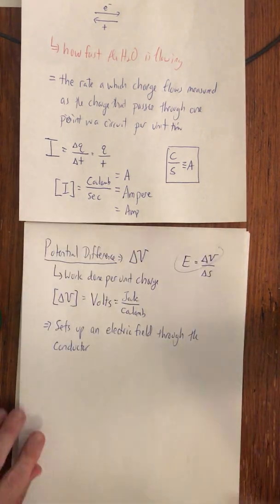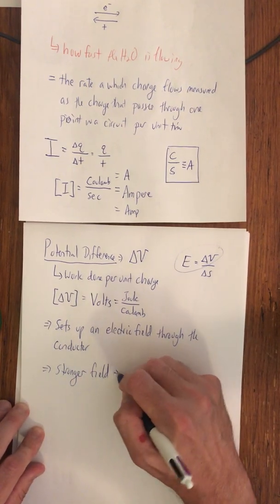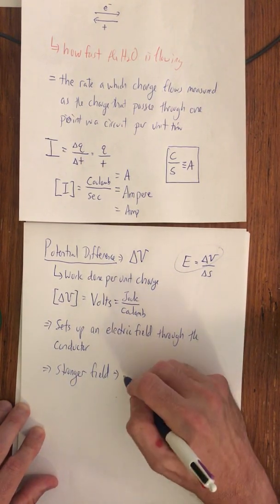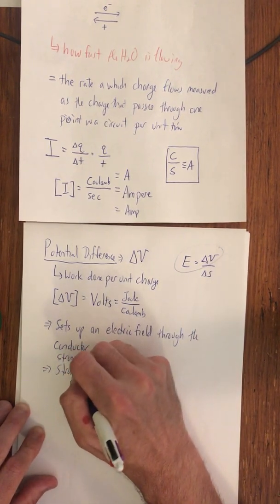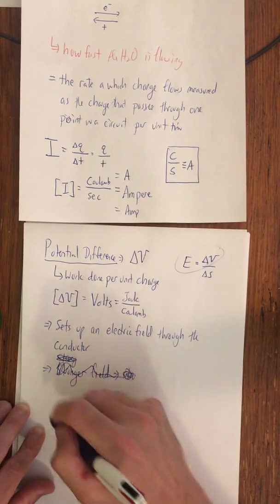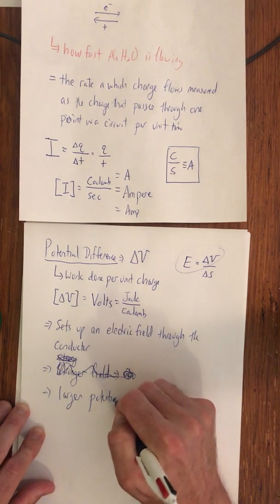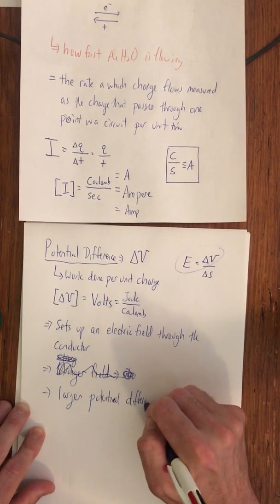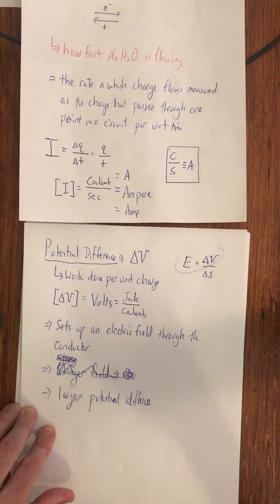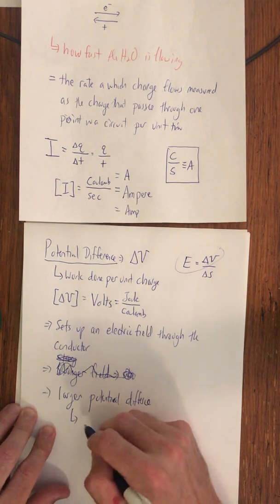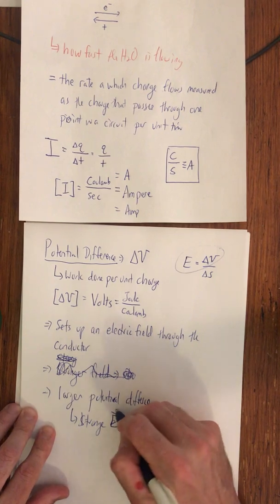That's our logic. So, actually it should be stronger, let's try that again, sorry folks. A larger potential difference, like if I pick up a 6-volt battery or a 9-volt battery versus a AAA battery, which is 1.5 volts, larger potential difference means a stronger electric field.